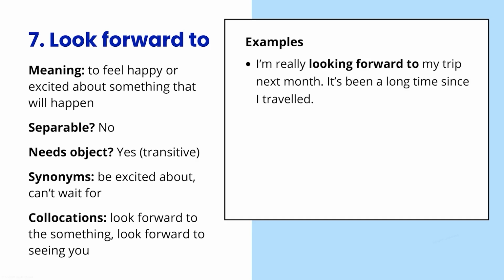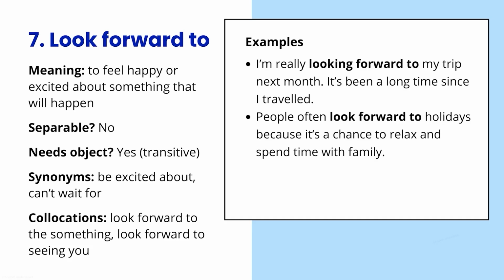Now, here are some examples. I'm really looking forward to my trip next month. It's been a long time since I traveled. People often look forward to holidays because it's a chance to relax and spend time with family. So this simply means that people feel excited about holidays that will happen in the future. Look forward to is a great way to show excitement about the future. And remember, it's normally followed by a noun or a verb with an ing.